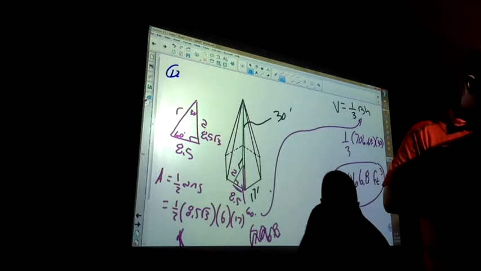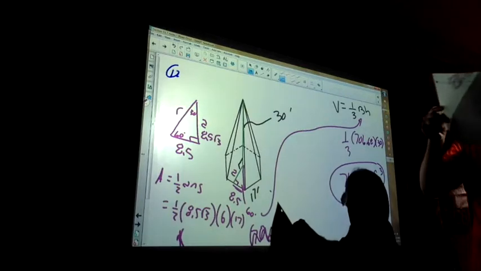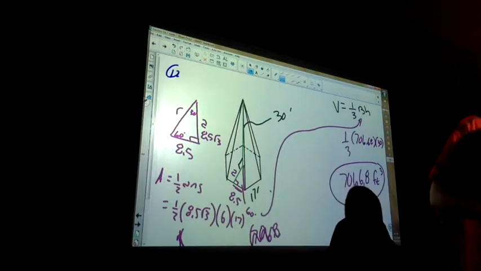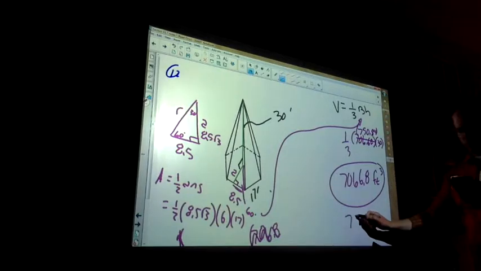Cool. Okay, let me make sure I have that. The 30 I have is the height. All right, let's do this. 8.5 root 3 divided by 2 times 6 times 17. Oh, this should have been 750.84. Is this the answer? That's what I got.